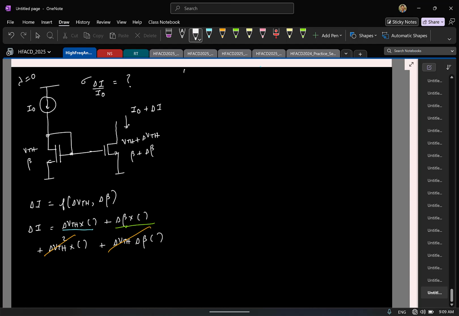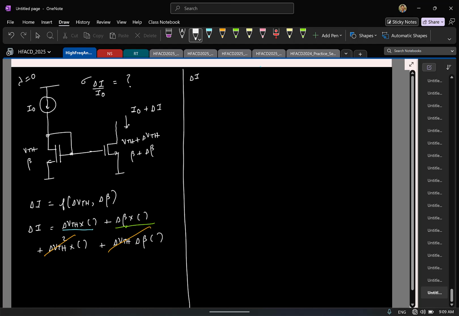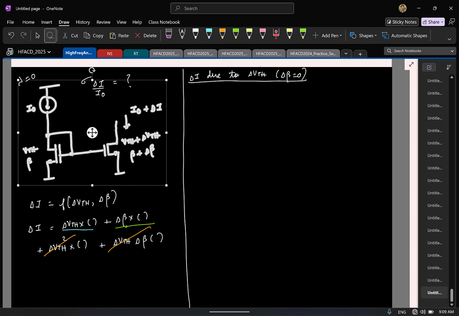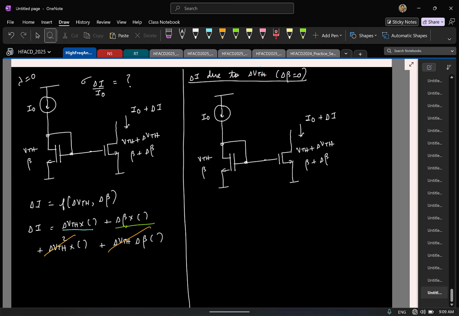So let's do that. So first let me compute delta I only due to delta VTH, and for this I'll take delta beta to be 0. This is the circuit. So here beta, there is no error. So let's see how we might go about solving this in an easier way.